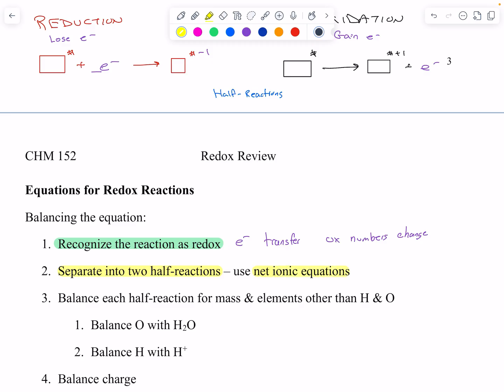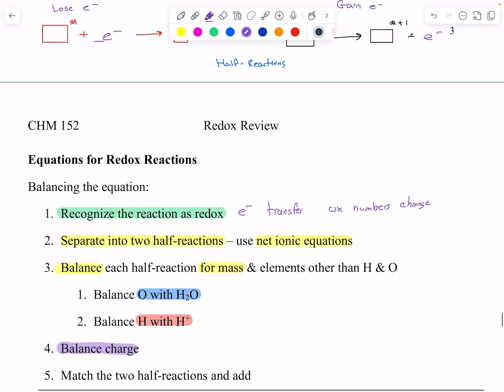We balance each half reaction for mass. So balance for mass first: elements other than H and O. Then you balance O with H2O, and you balance H with H+. Then we are going to balance the charge. What does that mean? That means number of electrons gained equals number of electrons lost.